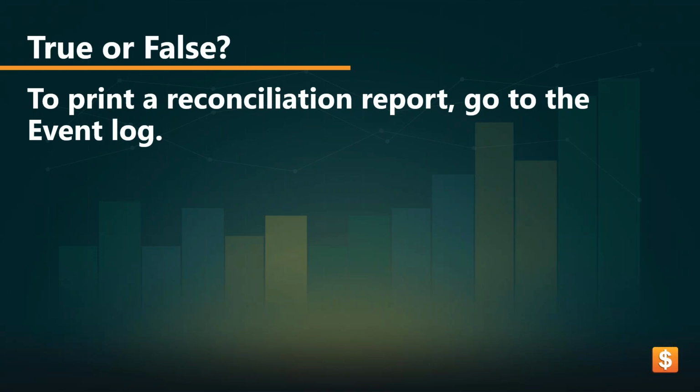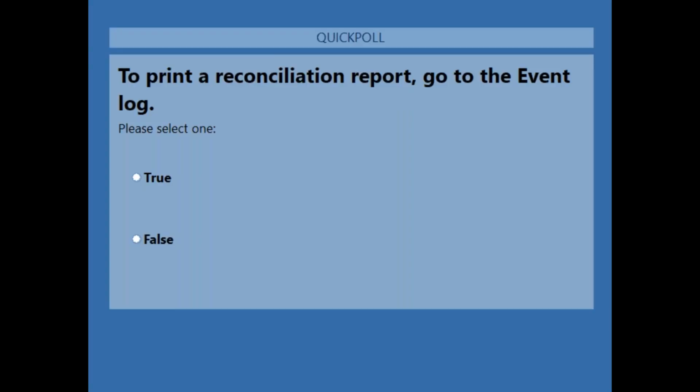Okay, and then our fifth and final quiz question is true or false. Wait a second, let me launch the poll. There we go. True or false, to print a reconciliation report, go to the event log. True or false?